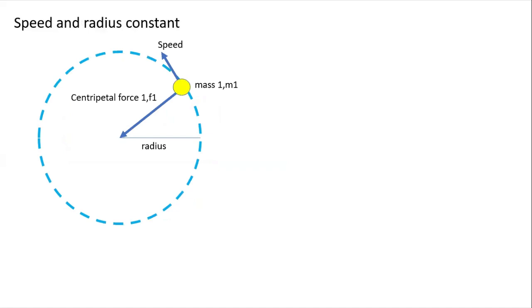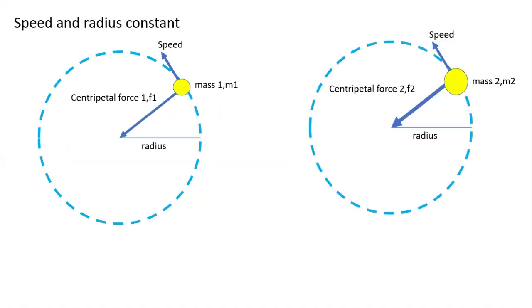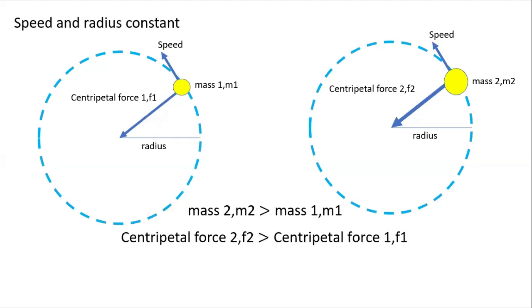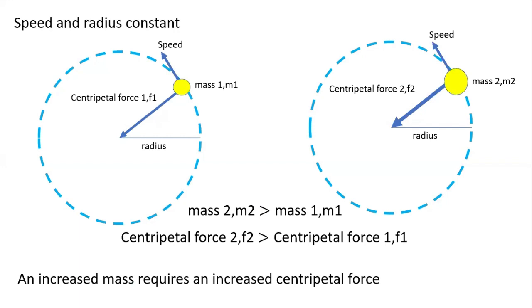Speed and radius constant. So here we can see centripetal force F1 and mass 1, M1. And centripetal force 2, F2, and mass 2, M2. Here mass 2, M2, is greater than mass 1, M1. Centripetal force 2, F2, is greater than centripetal force 1, F1. At that time, an increased mass requires an increased centripetal force.